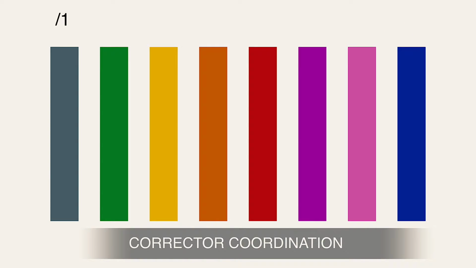The first is ash. The second is green. The third is golden. The fourth is copper. The fifth is red. The sixth is violet. The seventh is pink. The eighth is blue.